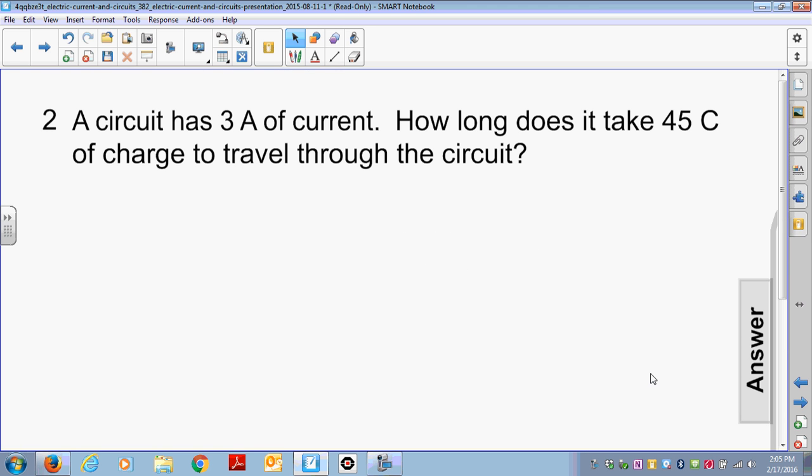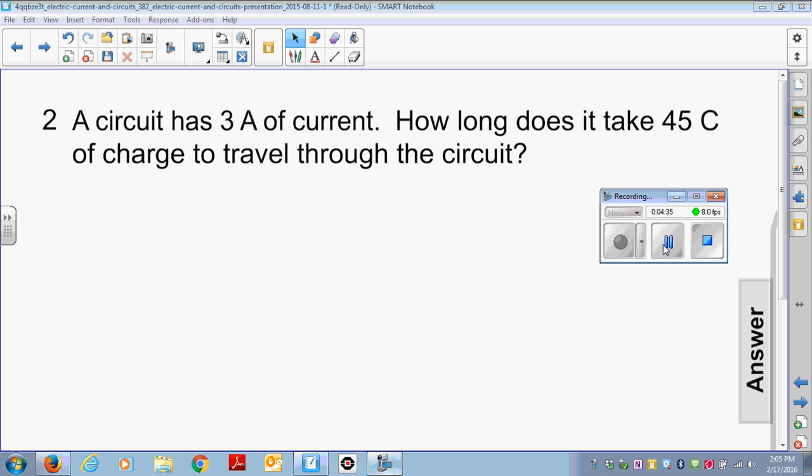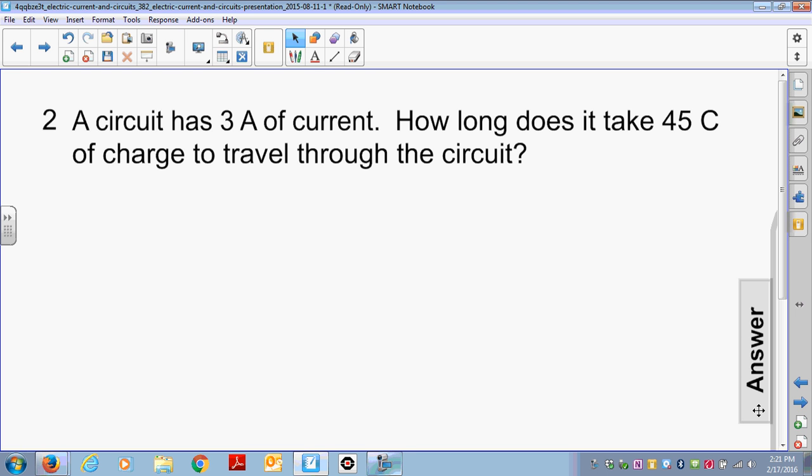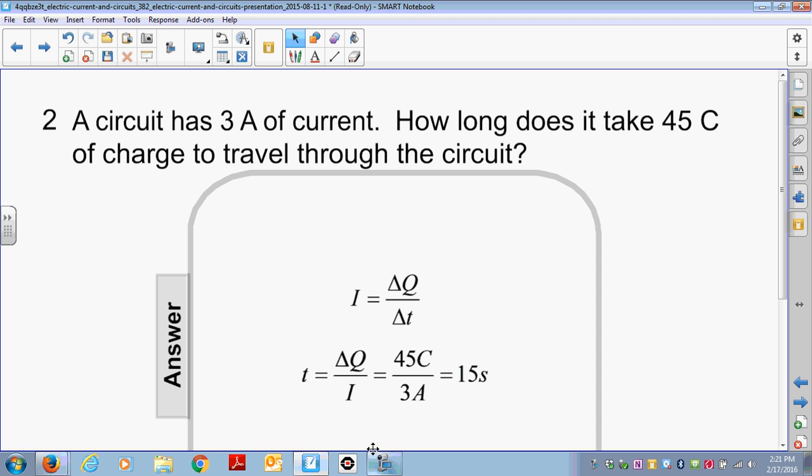A circuit has 3 amps of current. How long does it take 45 coulombs of charge to travel through the circuit? Go ahead and pause the video now and answer. Okay, so let's see if you have the correct answer. You should have solved for the time t. I is equal to delta Q over delta T. Solving for T, it's delta Q over I. 45 coulombs divided by 3 amperes, or 3 amps, is equal to 15 seconds.